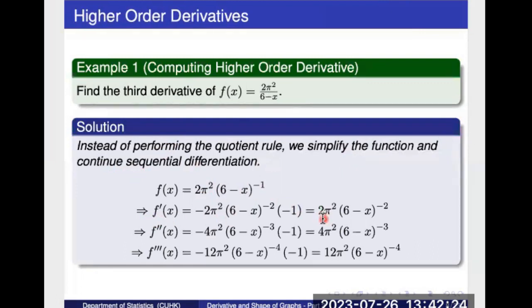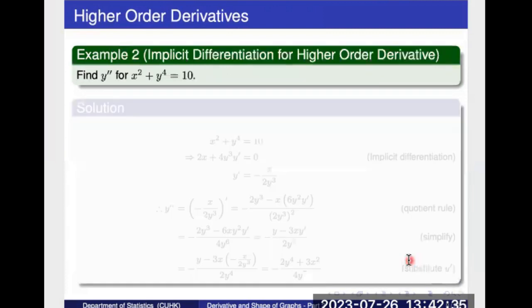The first derivative is 2 pi squared over 6 minus x squared. The second derivative is 4 pi squared over 6 minus x cubed. The third derivative is 12 pi squared over 6 minus x to the fourth power.